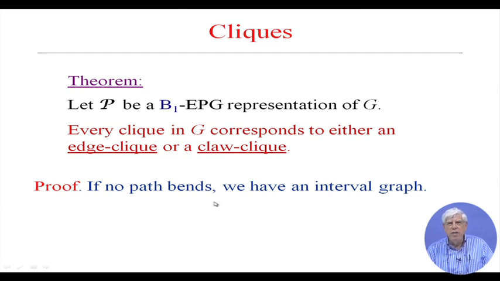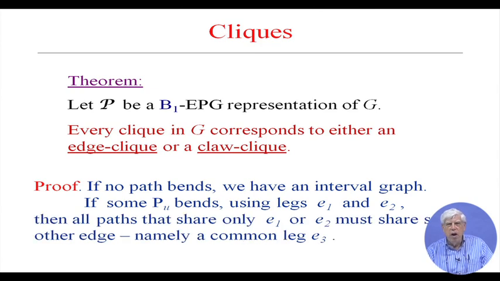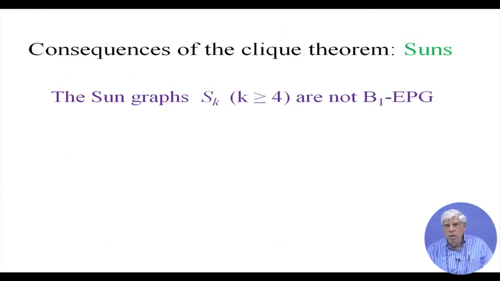If there were no bends, well, we have an interval graph and we're done. But if some path P sub u bends, and it uses the legs E1 and E2, then all paths that share only E1 or E2 must share some other edge, namely some other common edge E3. And therefore, it must be a claw clique.